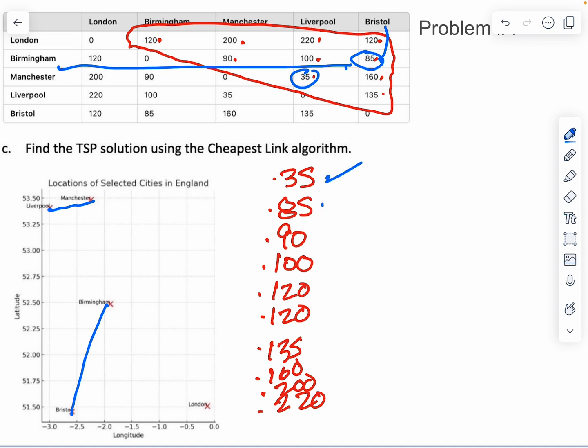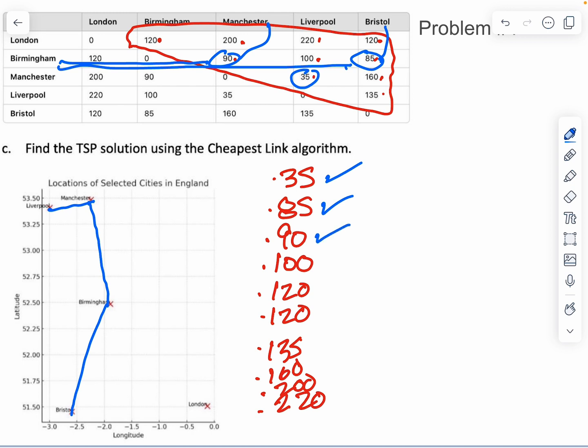They don't have to be connected initially. What I don't want to do is create a closed figure prematurely before I have all 5 of my cities connected, okay? So let's look at the next one, 90. 90 is Manchester to Birmingham, right here, Manchester to Birmingham, and that's fine. I'm not creating a closed figure, so I can go ahead and use 90.